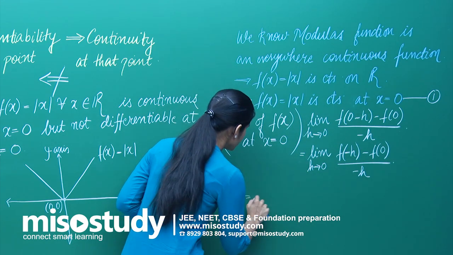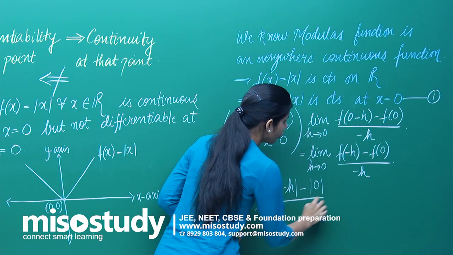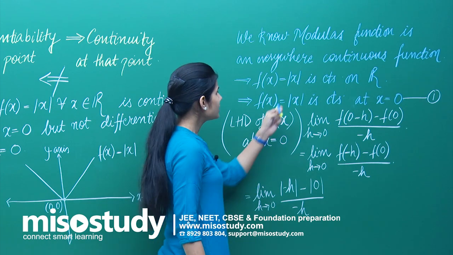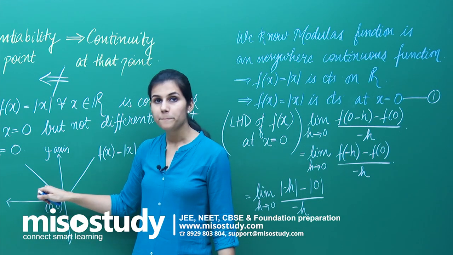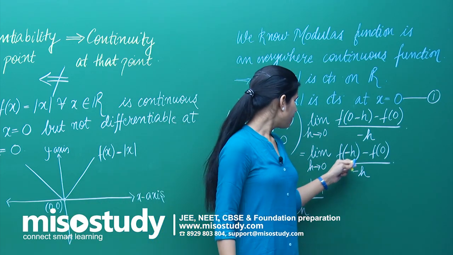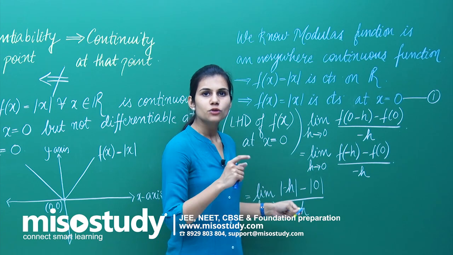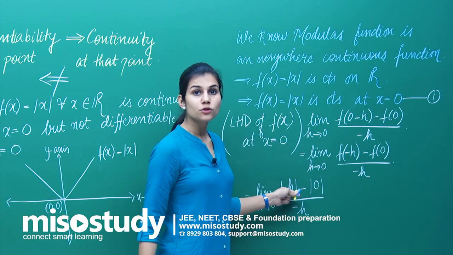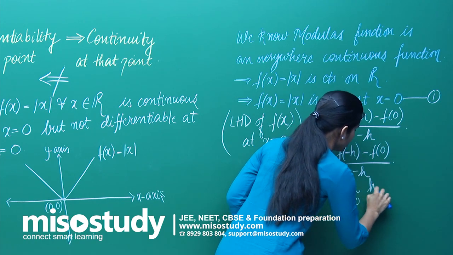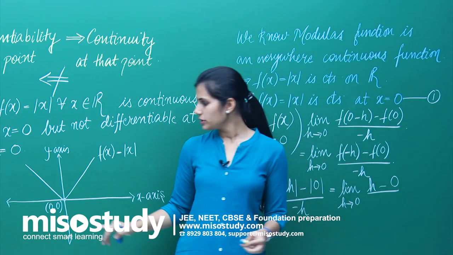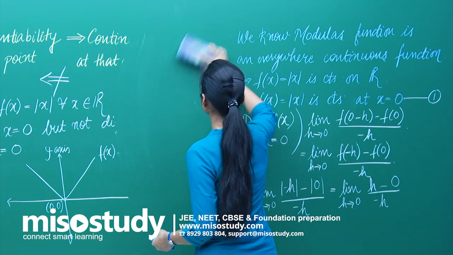f(x) is mod x, so f(minus h) is what? Limit h tends to 0, f(minus h) is mod of minus h, minus f(0) is mod of 0, upon minus h. How does the mod x function behave? Whenever you are on the negative side of the real line, f(x) is minus x, right? So over here, mod of minus h is minus of minus h. Why? Because h is positive, minus h is negative. So mod of a negative number is minus of that number. So mod of minus h is minus of minus h, which is h. Minus mod 0, f(0) is 0, mod 0 is 0, whole upon minus h. What will this become?